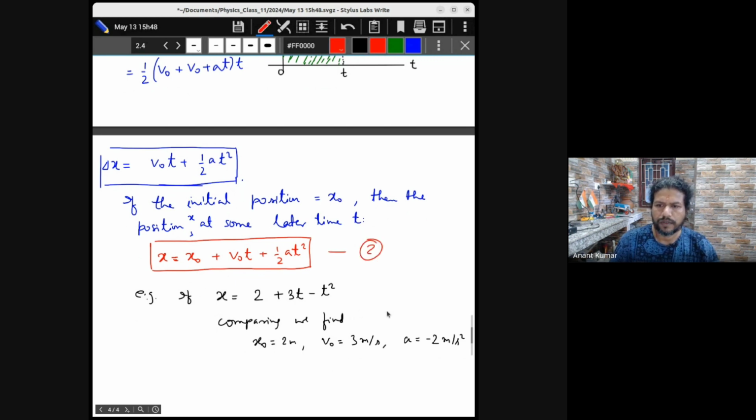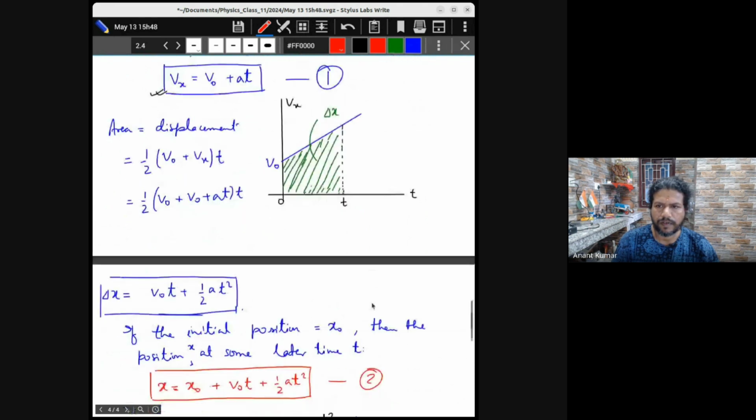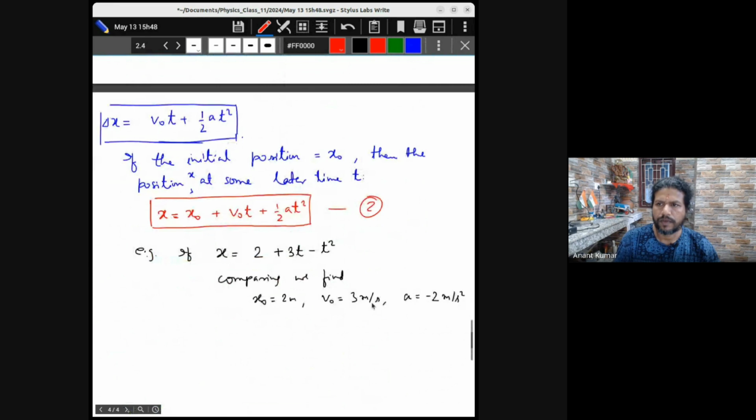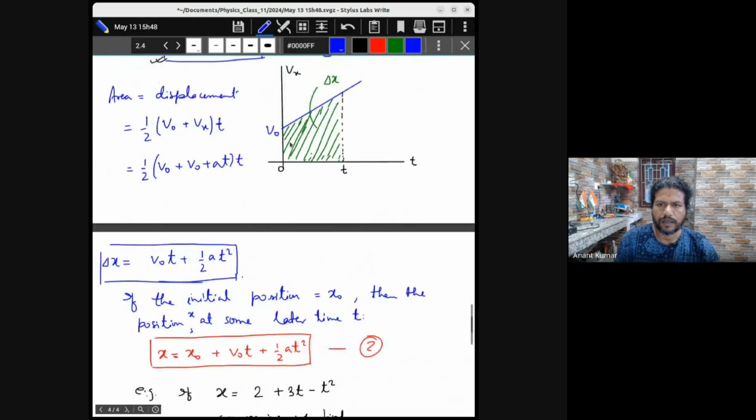If we write, for example, this first equation, it can be written as vx minus v naught equal to at. That is one equation. At the same time, if you look at this equation over here, displacement which is delta x is half of v naught plus vx into t. So we can modify this equation.